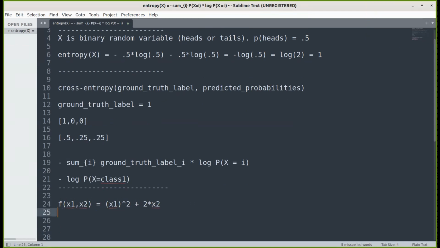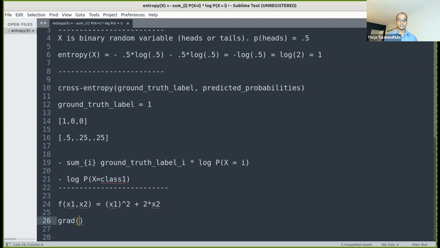Then what is the gradient? The gradient of this function f with respect to its inputs, there are only two inputs, so the gradient will again be two-dimensional. It's going to be equal to, what is the partial derivative of the function with respect to x1? You can see that that is 2x1, right?